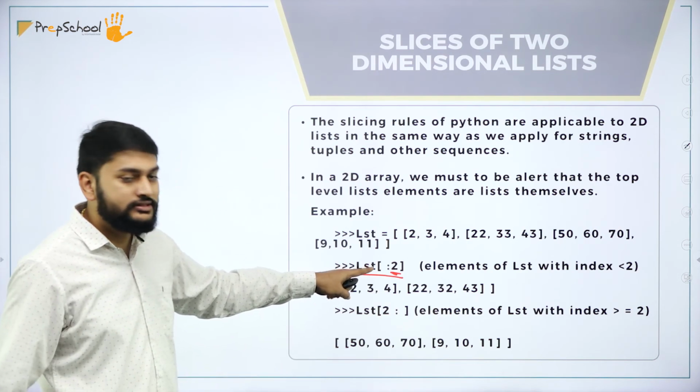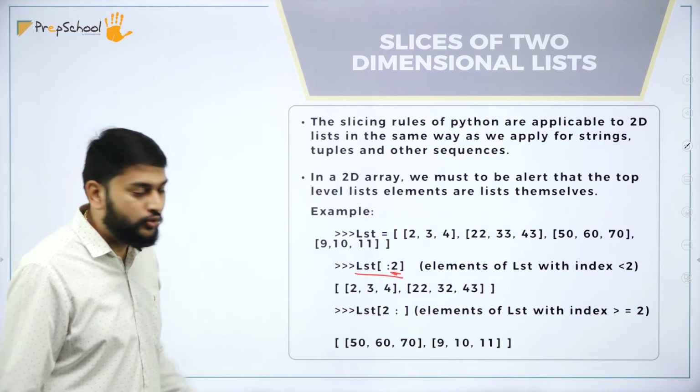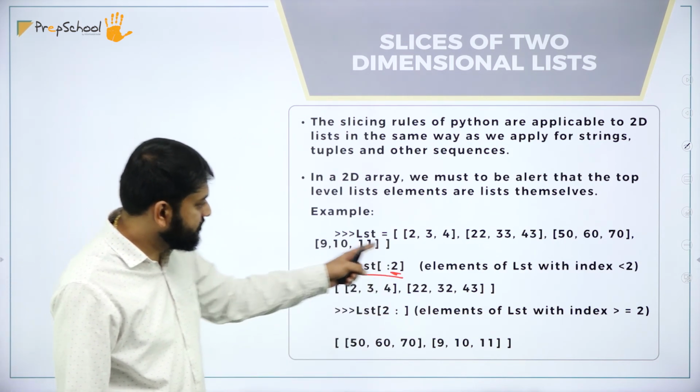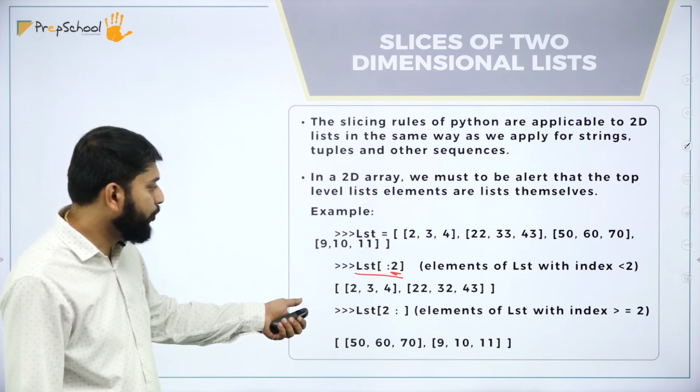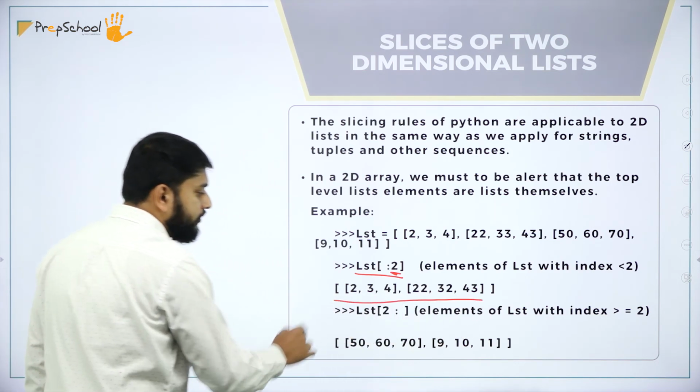I have not given the start, so it should start from the beginning. That is the meaning if I don't mention the value. I have given 2, so till 2, the first 2 lists should be printed. So what is the output? The first 2 lists are printed. This is the output that I have.